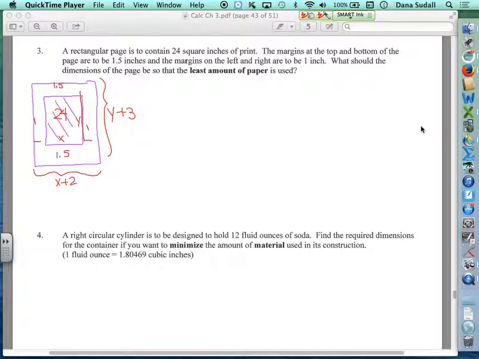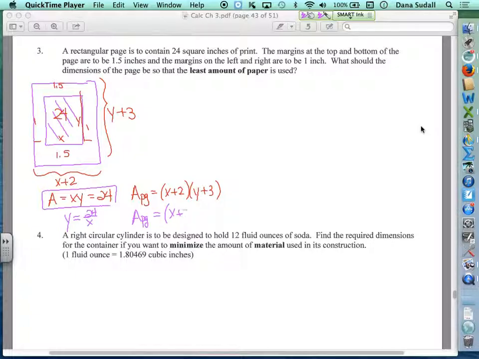So I have two equations. The area for the print is the xy, that gives me 24. And then the area of the whole page, which would be x plus 2 times y plus 3. So again, this is my secondary equation. We're going to get rid of one of those variables, so solve for either x or y. And then plug that into your equation that we're going to minimize for this one. So x plus 2, take out the y, make it 24 over x plus 3.